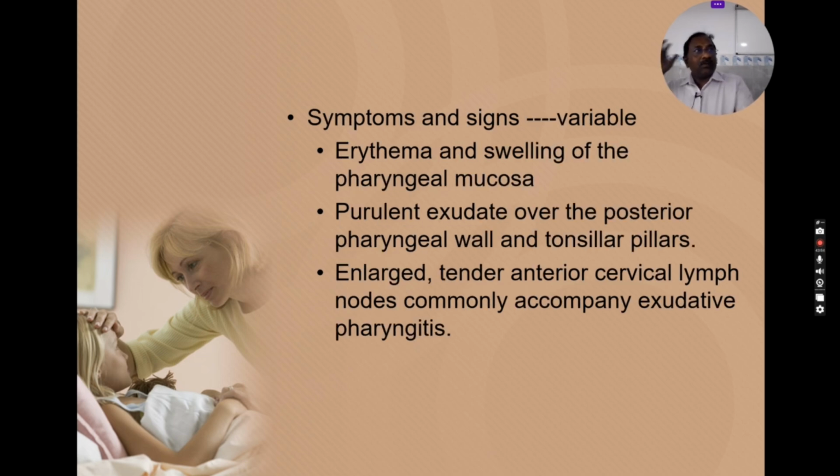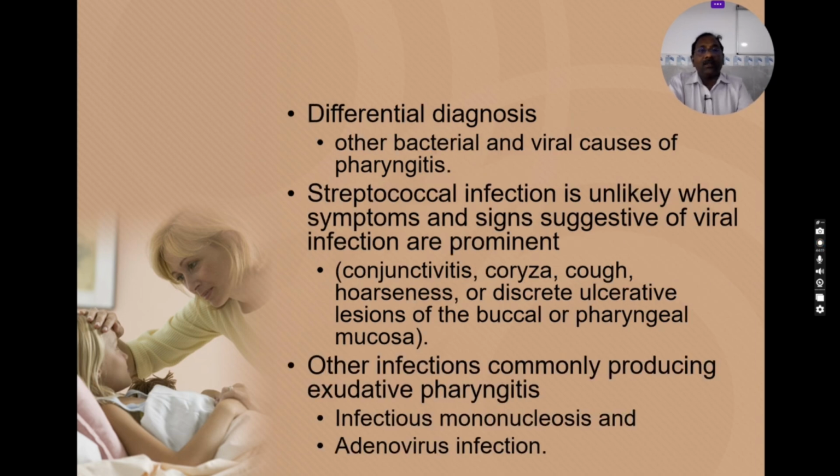Erythema and swelling of the pharyngeal mucosa. Purulent exudate over the posterior pharyngeal wall and tonsillar pillars. Anterior cervical lymphadenopathy, the tender and enlarged cervical lymph nodes, commonly accompany the exudative pharyngitis. Differential diagnosis: other bacterial and viral diseases. Streptococcal infection is unlikely when the symptoms and signs suggest that viral infections are prominent. So what are the prominent viral etiology symptoms? Conjunctivitis, coryza, cough, hoarseness, discrete ulcerative lesions of the buccal or pharyngeal mucosa, etc.